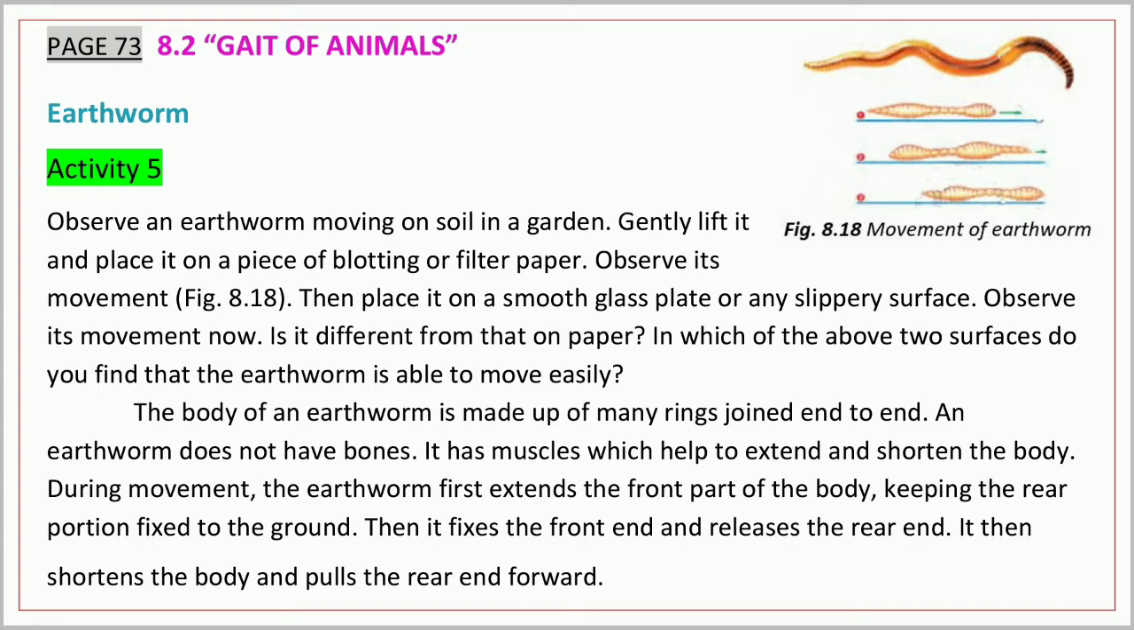Earthworm. Activity 5. Observe an earthworm moving on soil in a garden. Gently lift it and place it on a piece of blotting or filter paper. Observe its movement, figure 8.18. Then place it on a smooth glass plate or any slippery surface. Observe its movement now. It is different from that on paper. On which of the above two surfaces do you find that the earthworm is able to move easily?